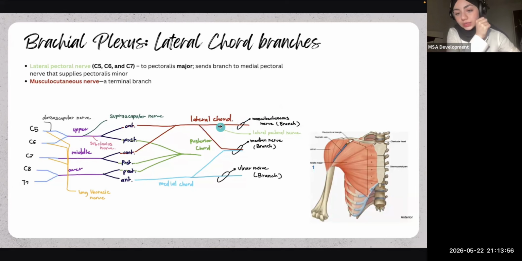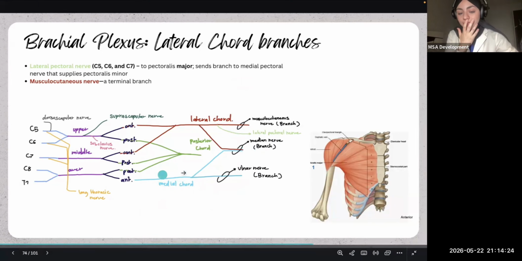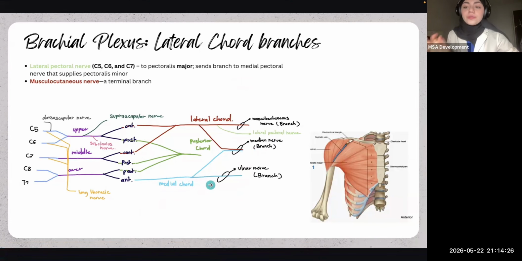So the lateral cord is now coursing, and it's going to give me a branch known as the lateral pectoral nerve. This lateral pectoral nerve, from its name, will innervate the pectoralis major and minor, but mostly the major, because the lateral pectoral nerve will also send fibers to the medial cord, and from the medial cord we have the medial pectoral nerve. The fibers from both the lateral pectoral nerve and the medial pectoral nerve will go and innervate pectoralis minor. I hope that wasn't too confusing.